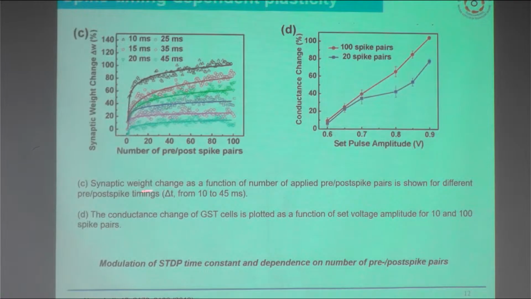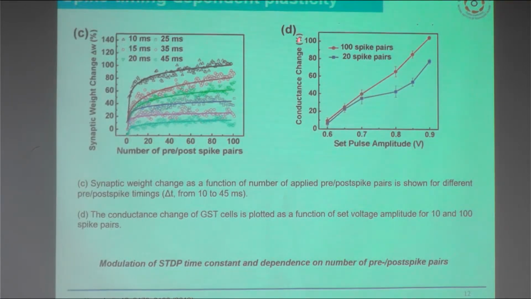And if we try to identify synaptic weight change as a function of the number of applied pre and post spike pairs, which is shown here, you can see that with the number of pre and post spikes the synaptic weight is gradually increasing, and for different time values you can see that it is gradually decreasing from 10 millisecond to 45 millisecond. So for 10 millisecond, which is the higher side, the time it takes to settle down is more. That's why the change in conductance we can see is on the higher side.